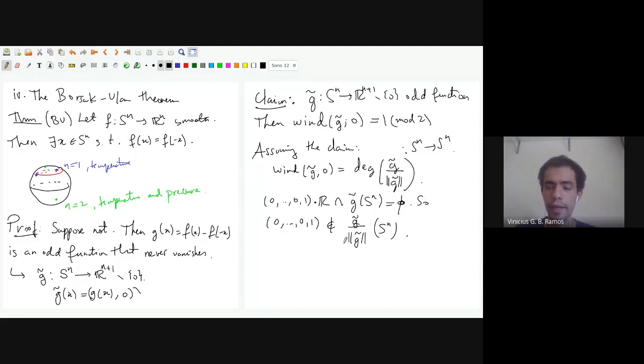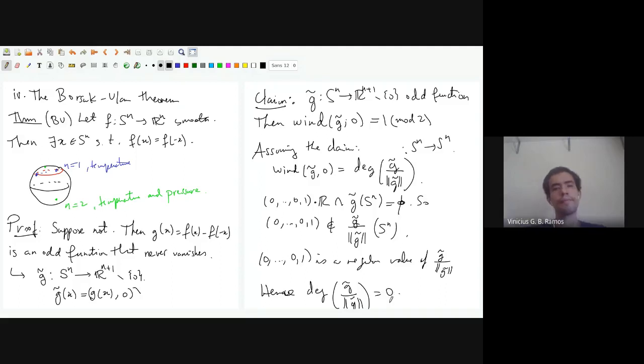Okay, so because it's not in the image, by definition it's transverse. This guy is a regular value of g tilde over the norm of g tilde, and hence, I can use this vector to compute the degree, and the degree has to be 0. Okay, so this cannot be 1 mod 2. Okay, so this is the contradiction.